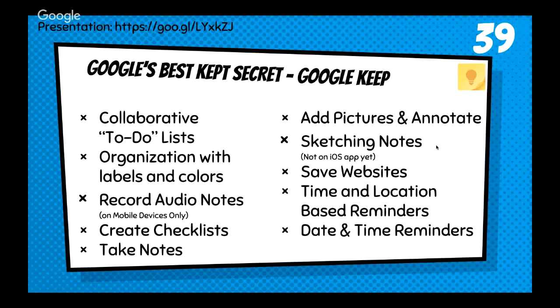So I can remind myself every day at 2 o'clock to do something, or I can remind myself when I get to work that I have to do something. So I can use either time or location to set up a reminder. And then you can also do a date and time reminder. So you can say, next Tuesday at 7, I want to remember to take the trash out. So Google Keep is something to explore if you've never tried it out. And you can get to it by going to keep.google.com.